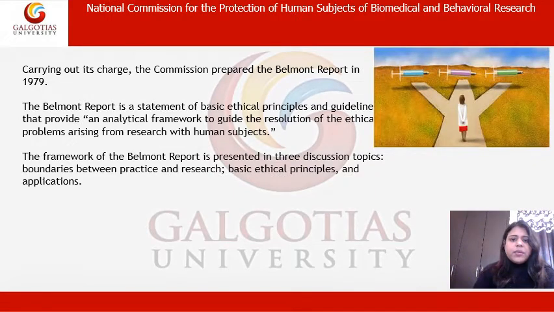National Commission for the Protection of Human Subjects of Biomedical and Behavioral Research. Carrying out its charge, the Commission prepared the Belmont Report in 1979. The Belmont Report is a statement of basic ethical principles and guidelines that provide an analytical framework to guide the resolution of ethical problems arising from research with human subjects. The framework is presented in three discussion topics: boundaries between practice and research, basic ethical principles, and applications.